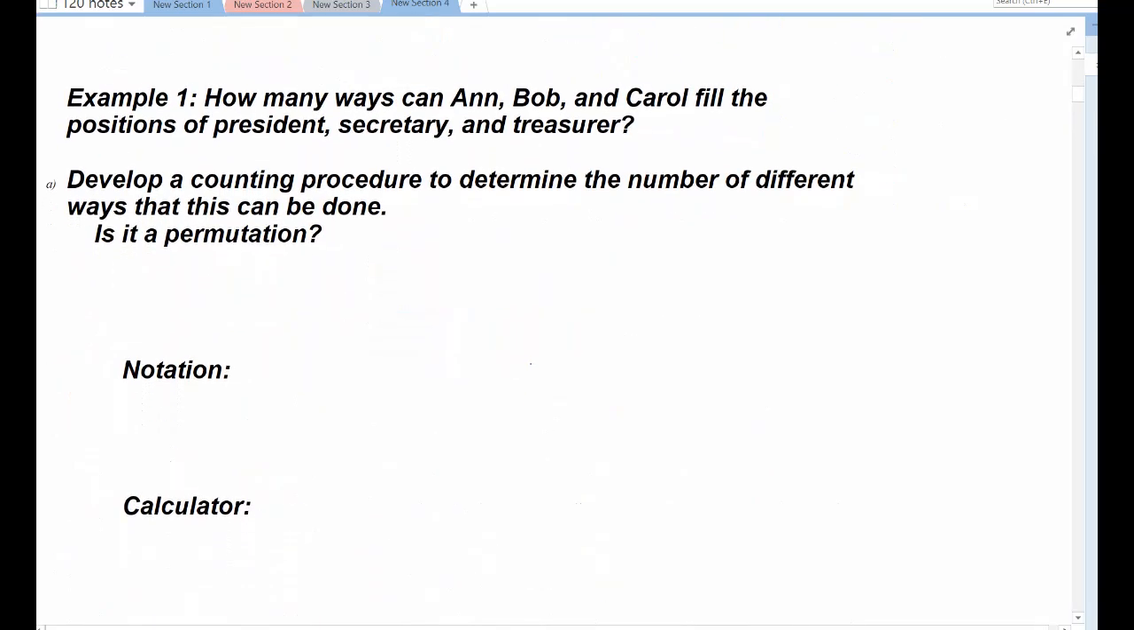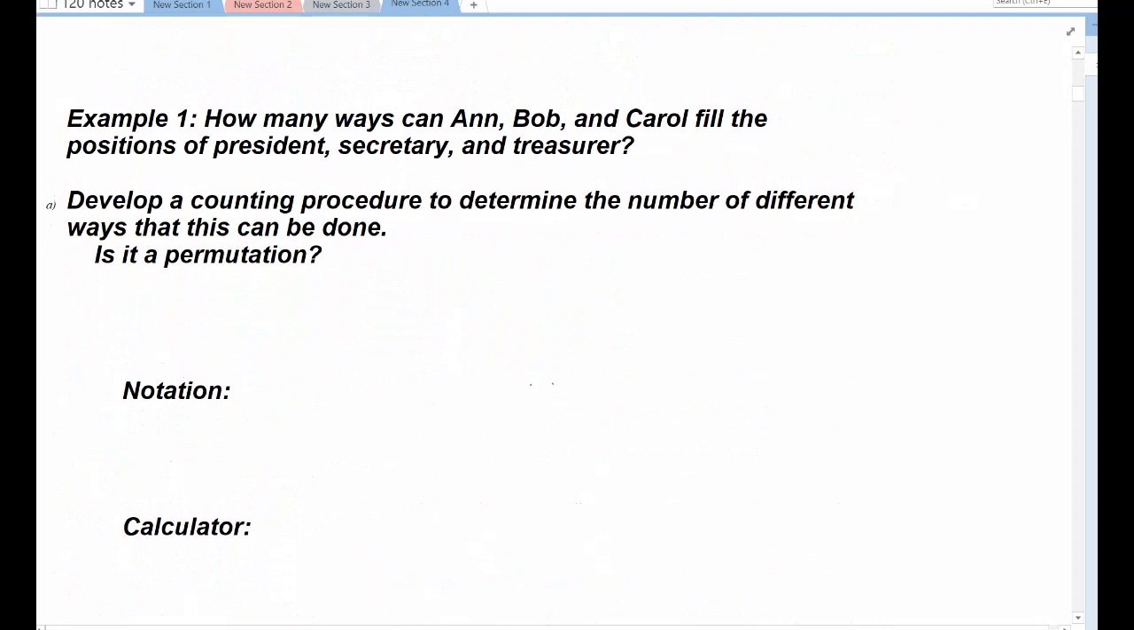Alright, so the first example is a very simple example. Suppose I have 3 people, Ann, Bob, and Carol. So I'm going to let capital A be Ann, capital B be Bob, capital C be Carol. So I have those 3 people, and I've got to fill with those 3 people the positions of president, secretary, and treasurer. So I'm going to let P be president, S be secretary, and T be treasurer.